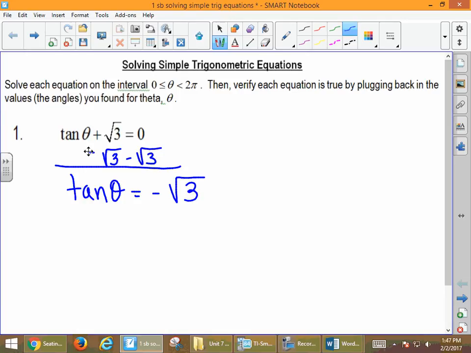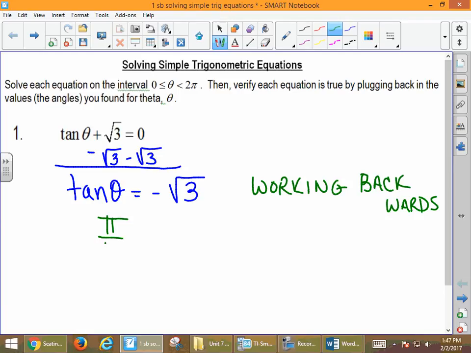Now we go back to our working backwards papers that we did last week. We're working backwards. This is where the unit circle might come in handy if you don't remember or you need a refresher. What value of theta has tangent equal to negative radical 3? It's pi over 3 in the first quadrant, but we've got negative the square root of 3. So on our unit circle, we're going to have a value that's in terms of pi over 3, but in what quadrants is tangent negative?